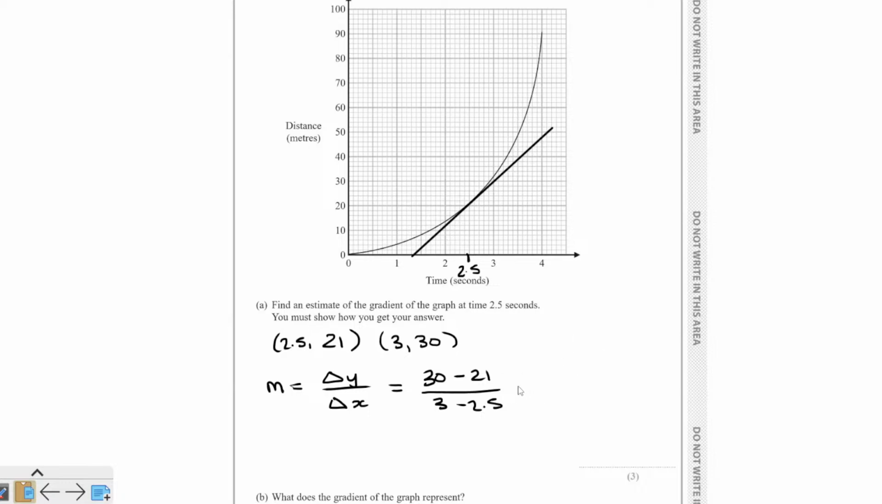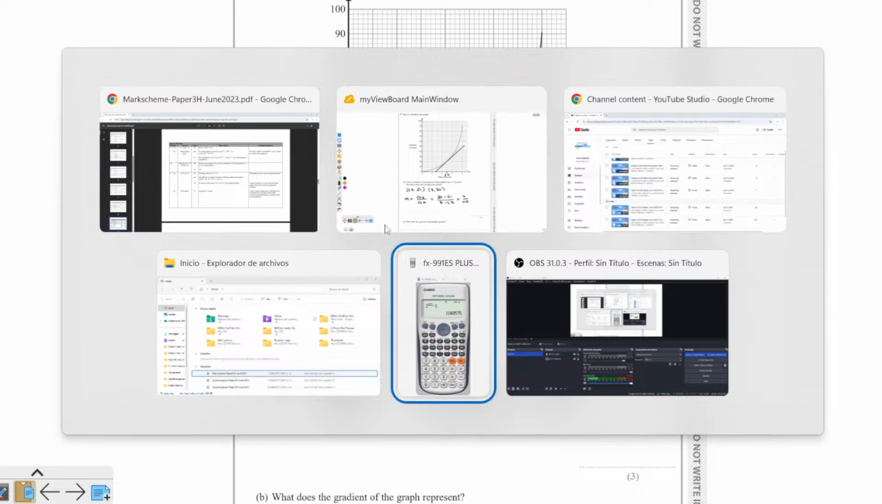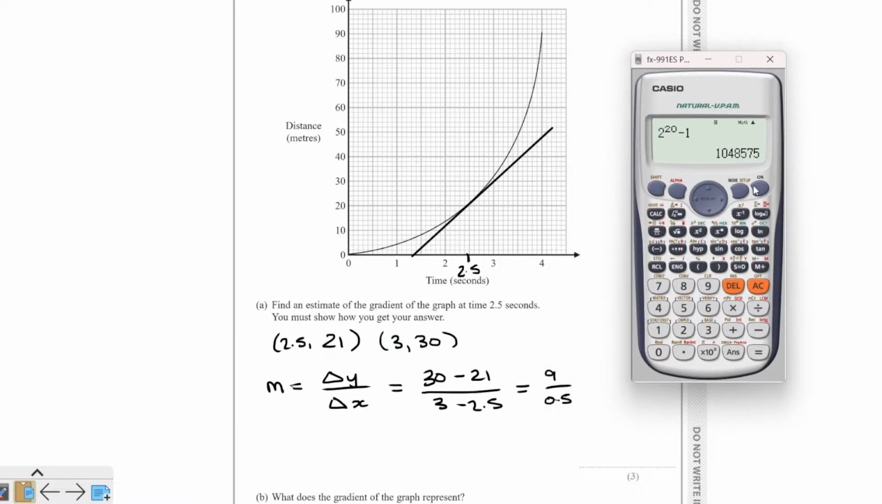So you can obviously type that straight into your calculator if you want, but that's effectively 9 over 0.5, so that's what I'm going to look up. Where's my calculator? Here it is. 9 divided by 0.5, or if you've typed in that whole thing, that's also fine. That gives me 18.